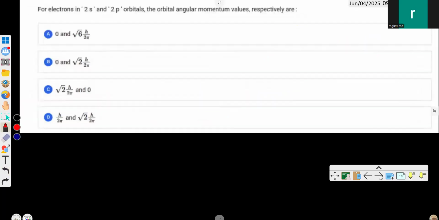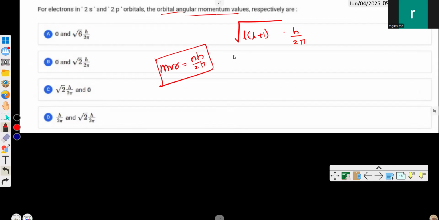Next, for electron 2s and 2p orbitals, the orbital angular momentum values respectively are: under root of L into L plus 1 into h by 2 pi is the formula given by Sommerfeld to find the orbital angular momentum values. Bohr has given electron angular momentum, which is mvr equals nh by 2 pi. There are two different formulae for this. Whenever the orbital angular momentum is given, that is given by Sommerfeld, under root of L into L plus 1 into h by 2 pi.